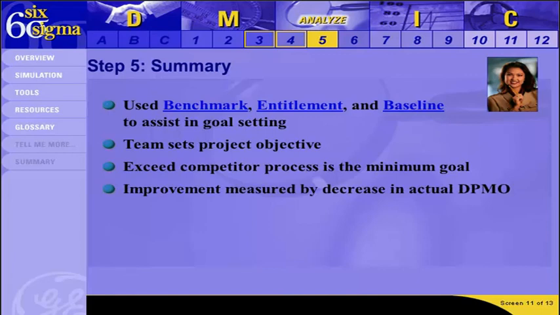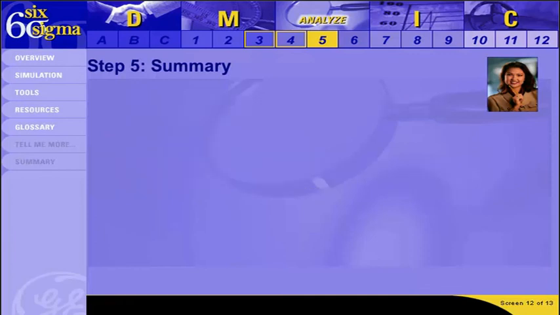Improvement is measured by reduction of the actual DPMO number. This is the metric that will determine the success of your project. Remember to check out all of the resources that provide additional information on the topics of this step. Click Next to continue.